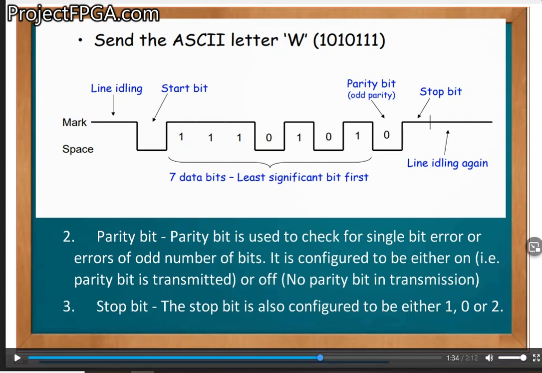So the third one is the stop bit. This bit can also be configured to be either 1, 0, or 2, depending on what pattern of configuration you are using. But the stop bit for UART is usually a 1, high. That is, whenever the TX and the RX line is high, it means nothing is being transferred. And you can see here there is written line idling. So it starts with a stop bit, which comes after data transmission.